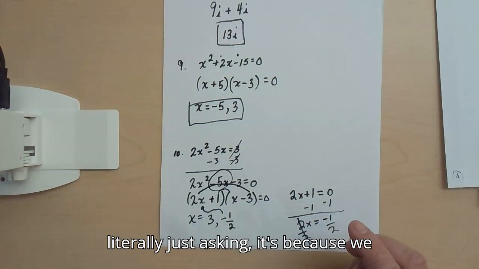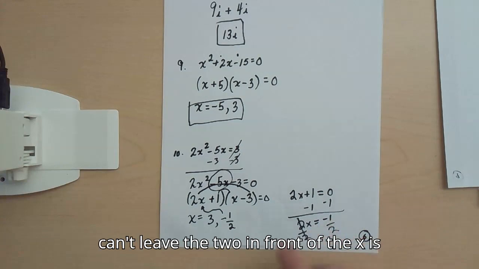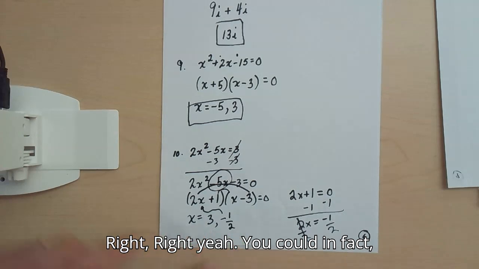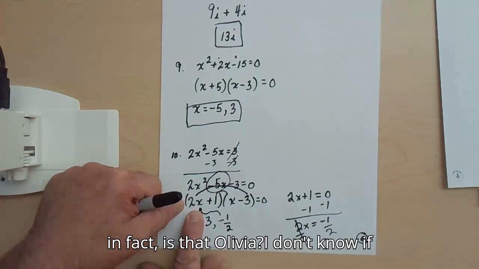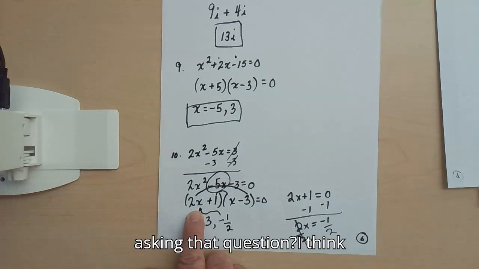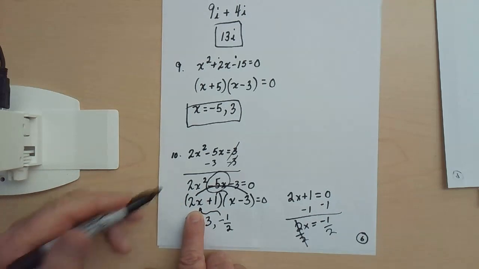I understand the arithmetic. I was literally just asking, it's because we can't leave the 2 in front of the x is why we have to get the x by itself. Right, okay. Yes, Olivia, that's who was asking the question.